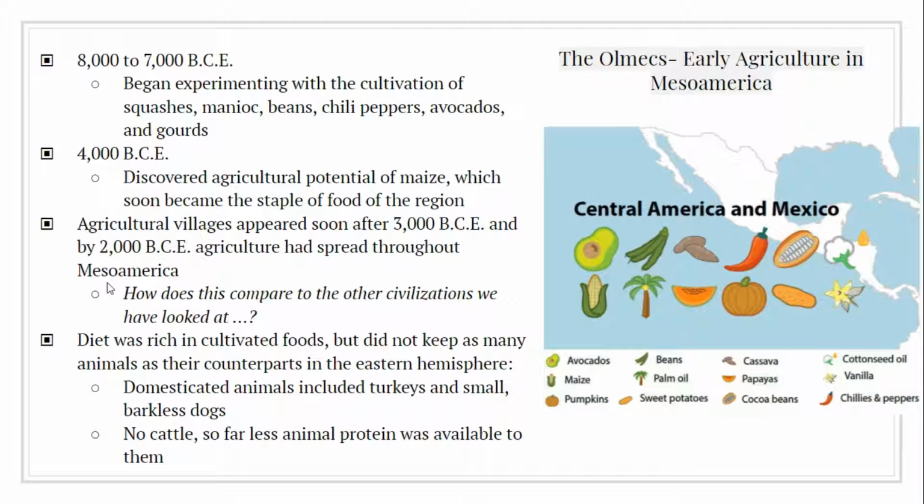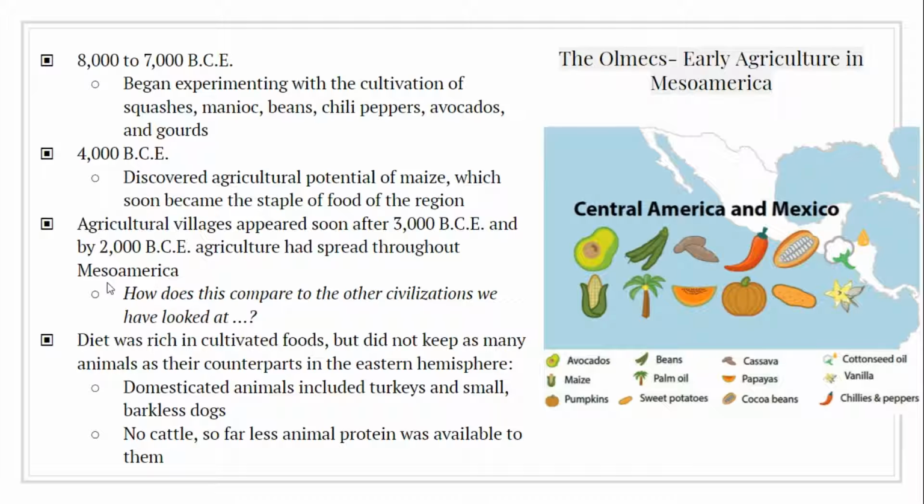I want you to think, after this point and throughout the video, of this question: how does this compare to the other civilizations that we've looked at, whether by time period, by discovering how to farm, products, etc.? Diet was rich in all these various types of food, but unlike the Eastern Hemisphere, the Western Hemisphere didn't have a lot of rich protein through animals.